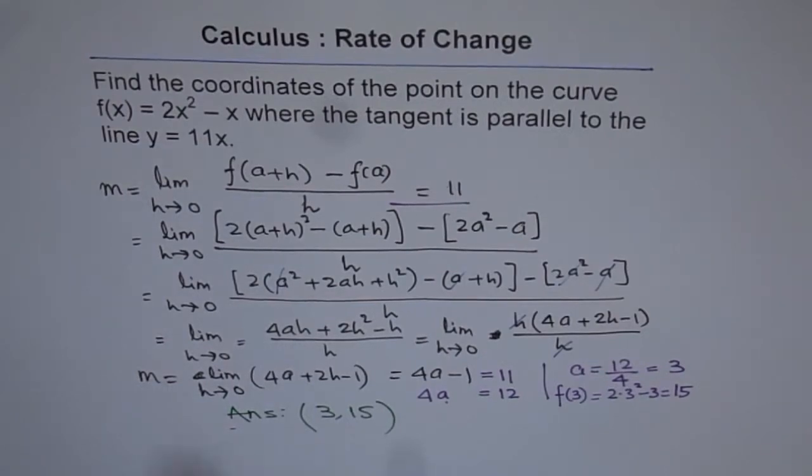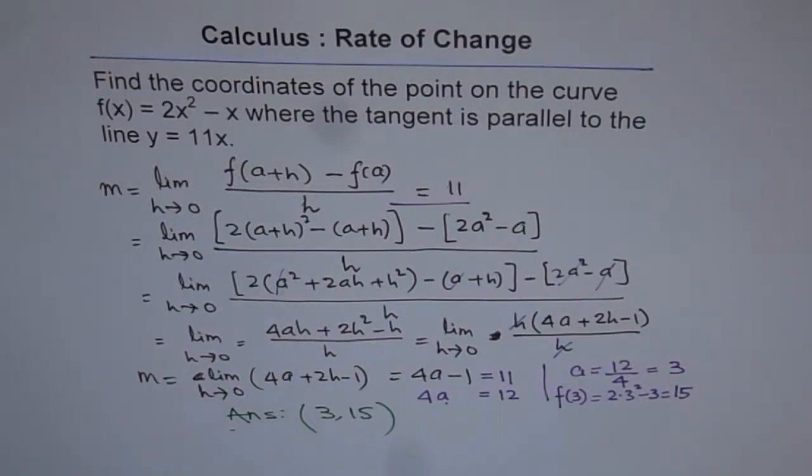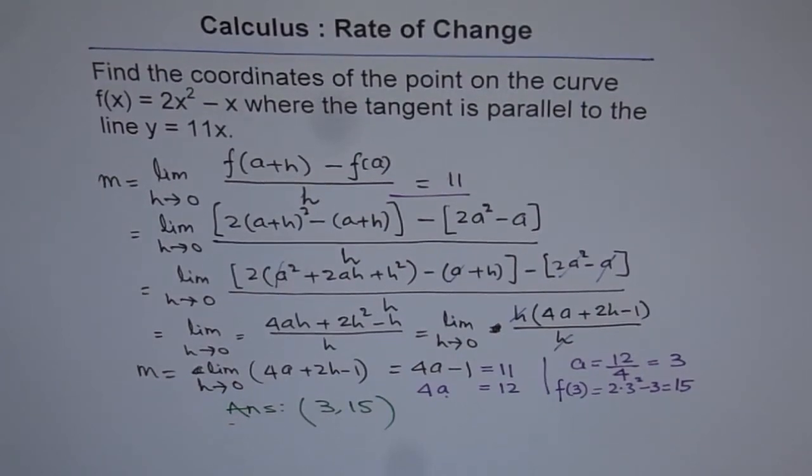So at this point on the graph of this function, the slope of the tangent will be 11, which is parallel to the given line. Correct? I hope you understand and appreciate the method, right? Have a good look at it.